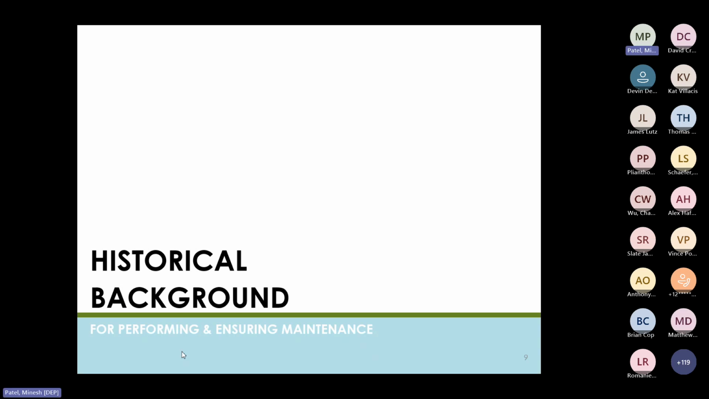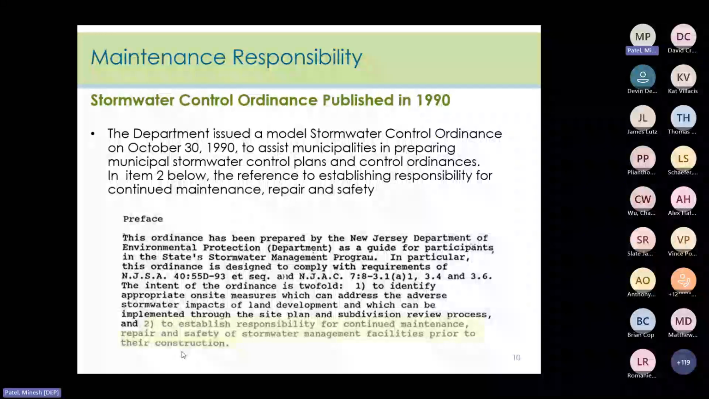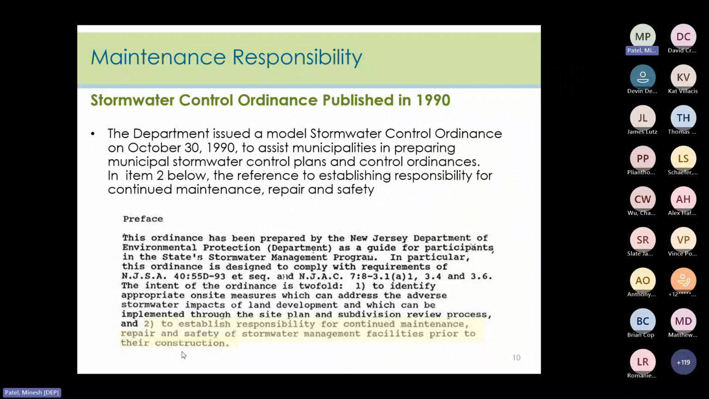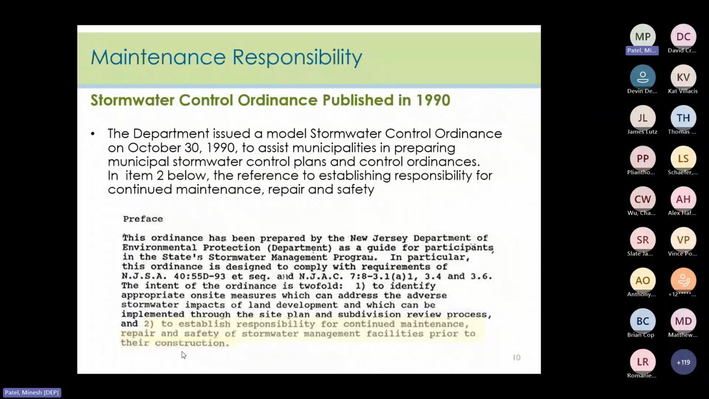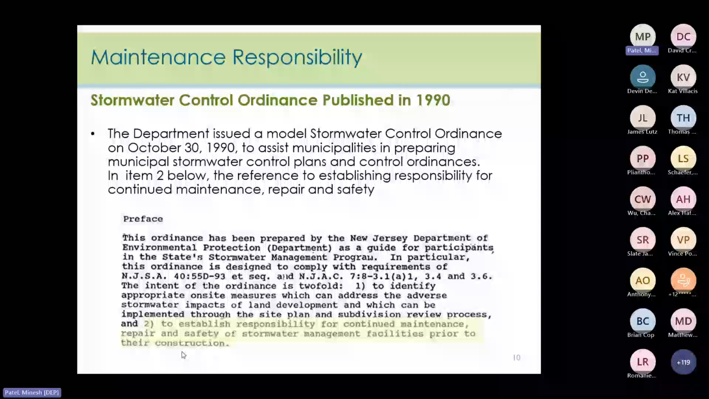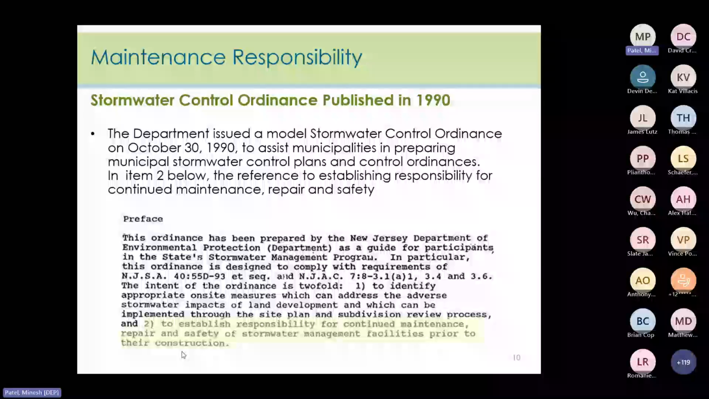So now let's take a look at the historical background for performing maintenance. The responsibility to perform maintenance is not a new requirement, as you can see from the 1990 Stormwater Control Ordinance model. The ordinance is designed to comply with the maintenance requirements in the stormwater management rules. An intent of this was to establish responsibility for continued maintenance, repair, and safety of stormwater management facilities before they're even constructed.